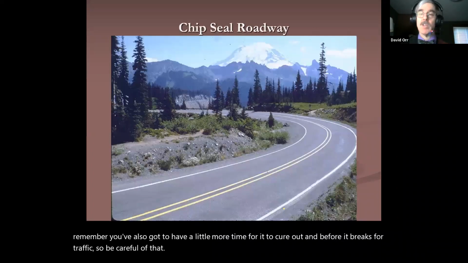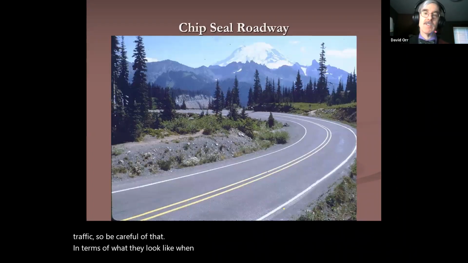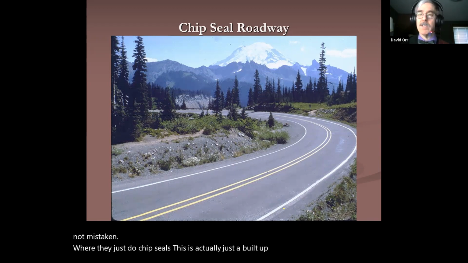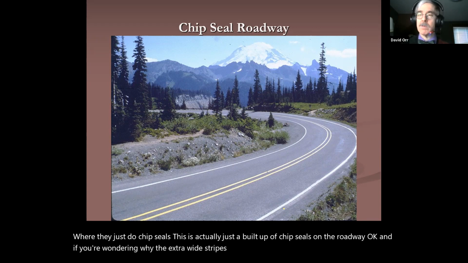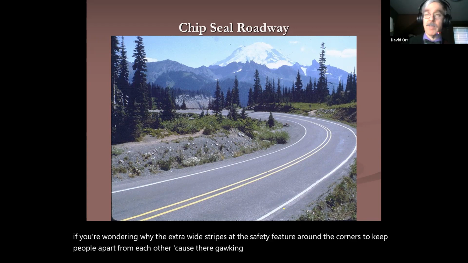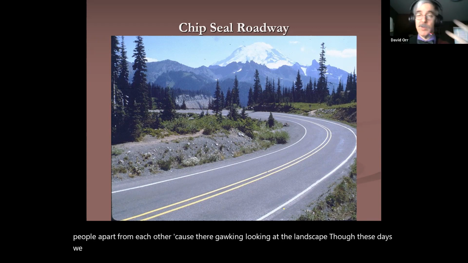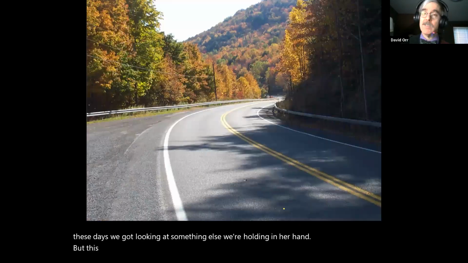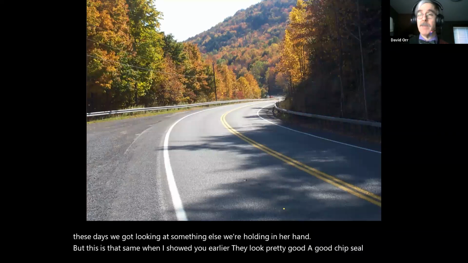Now, in terms of what they look like when you're done, this is a picture from out west, Grand Tetons, if I'm not mistaken, where they just do chip seals. This is actually just a build up of chip seals on the roadway. And if you're wondering why the extra wide stripes, it's a safety feature around the corners to keep people apart from each other because they're gawking at the landscape. These days we gawk at something else we're holding in our hand. But this is that same one I showed you earlier. They look pretty good. A good chip seal is actually, I think, one of the best pavements out there.